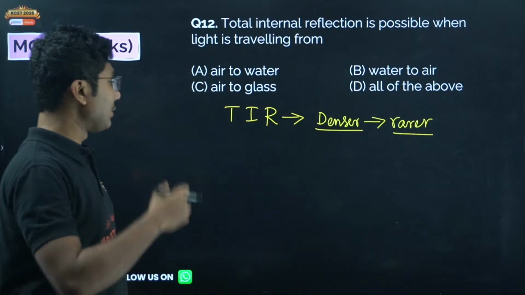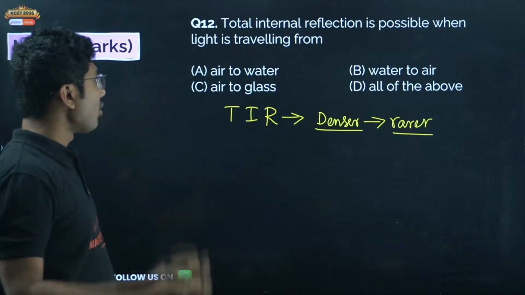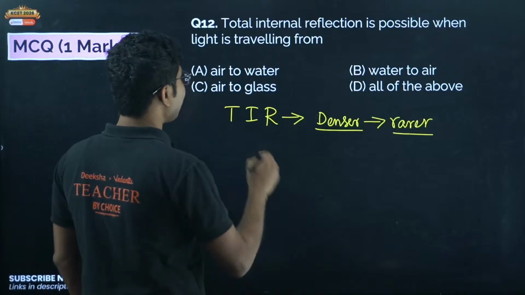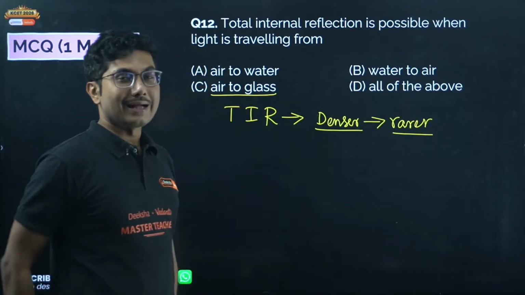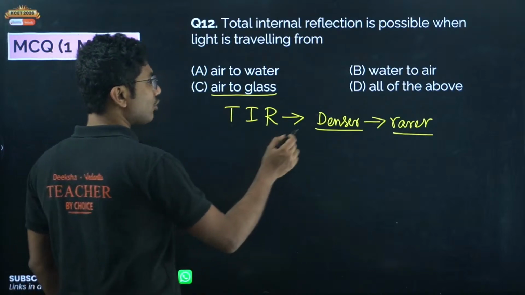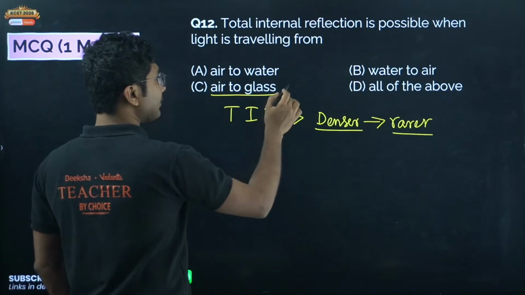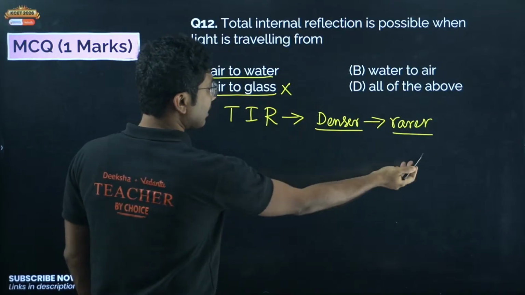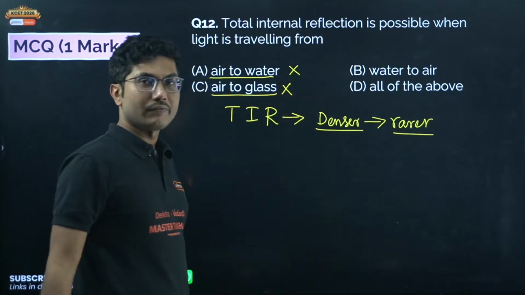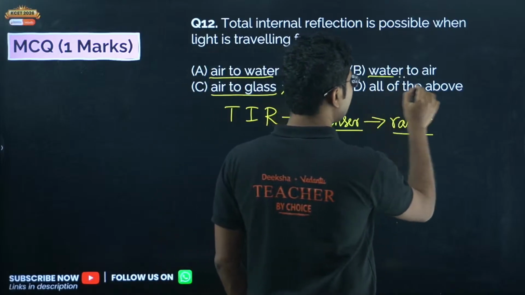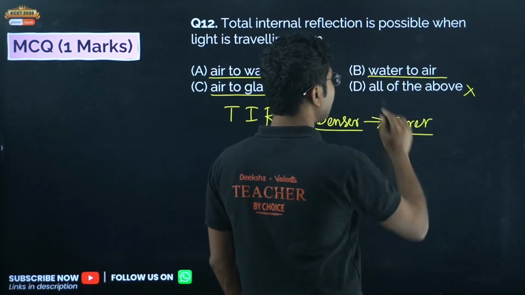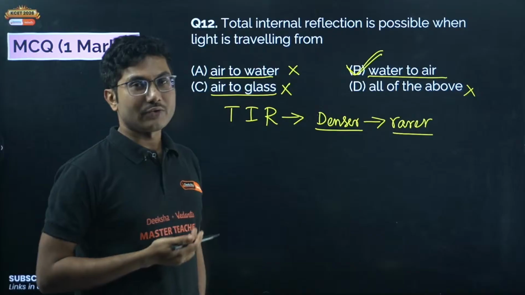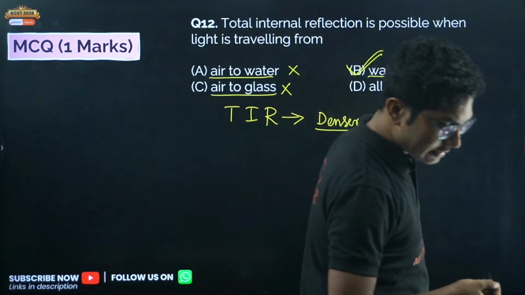So which one between water, glass and air is denser? Obviously glass is the densest, water is the second densest. But when light is traveling from air to glass, light is traveling from rarer to denser medium, not denser to rarer. Okay, so definitely this will not give you any total internal reflection. Again, air to water, another rarer to denser medium, so it will also not give you any total internal reflection. So total internal reflection is only given by water to air, so all of the above is also incorrect. So the correct answer is water to air, because from water to air, light is traveling from denser to rarer medium, so definitely it is the correct answer.